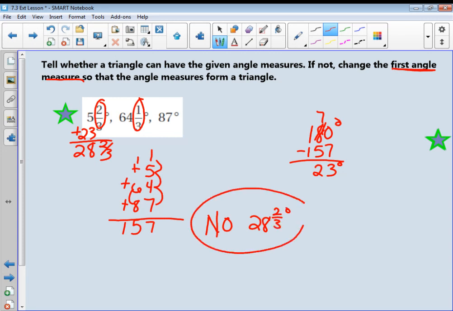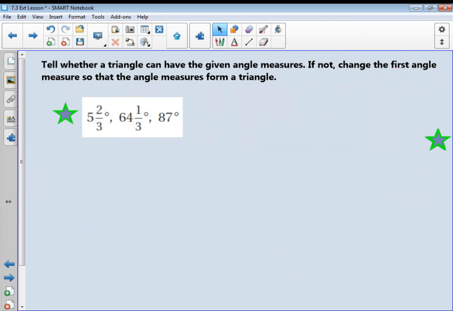Now, I'm starting out with one that's really complicated because I know you guys don't like fractions and they're difficult. So we're starting out with ones that are hard so that we can work through them together. Okay, so let's try another one here.